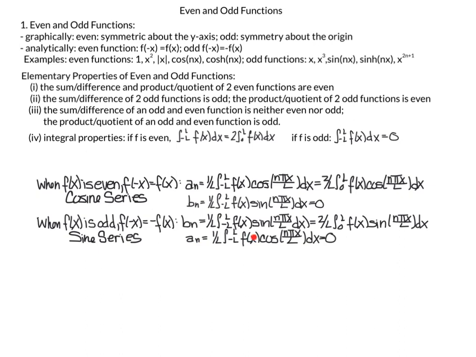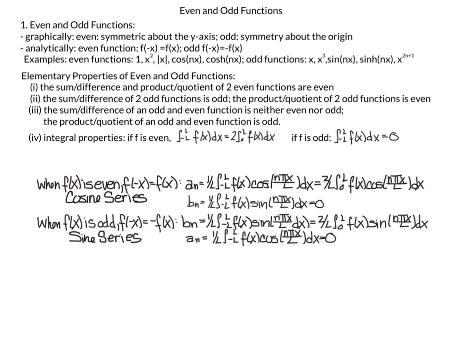For a sub n, on the other hand, f of x is again odd, and cosine is even, and a product of an odd and even function is odd. So now when we integrate from negative L to L, we're going to get 0. So this is kind of what we were after.